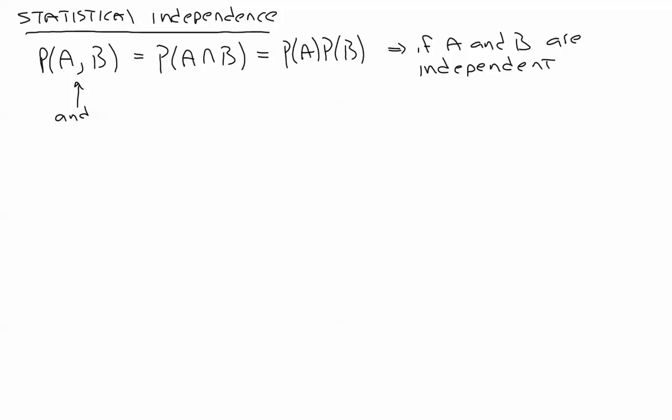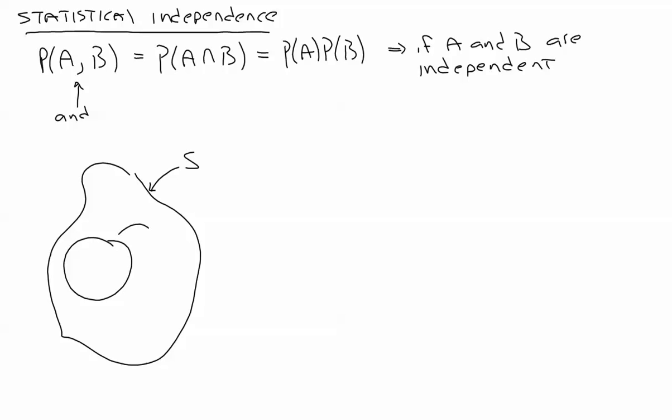All right, that's our central result. The probability of A and B occurring simultaneously equals the product of individual probabilities if A and B are statistically independent. Let me point out another result from that earlier discussion. If this is my universal set or sample space S, and that's event A and this is event B, there's my intersection, A intersect B.